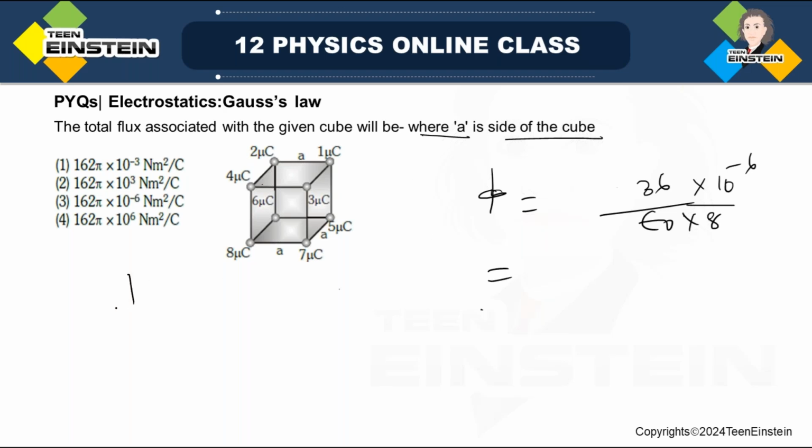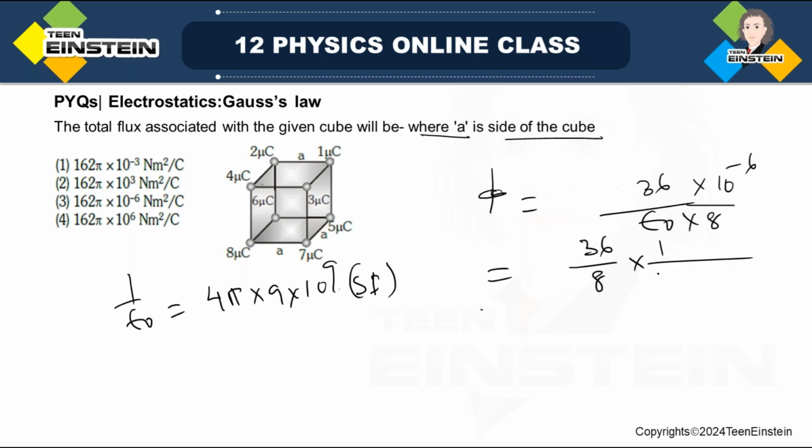Now see, this value 1 by epsilon naught was given as 4 pi into 9 into 10 to the power 9 in SI unit. Okay, let us put this here then. So 36 by 8, and 1 by epsilon naught will be multiplied in the numerator only. So this is 4 pi into 9 into 10 to the power 9. And there is 10 to the power minus 6 as well. So these two will balance.